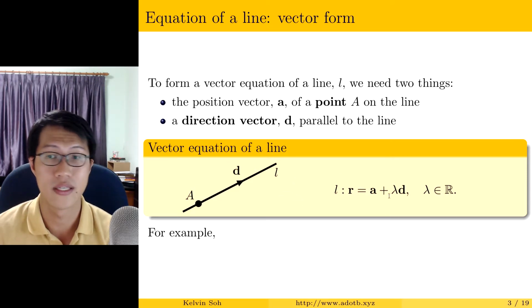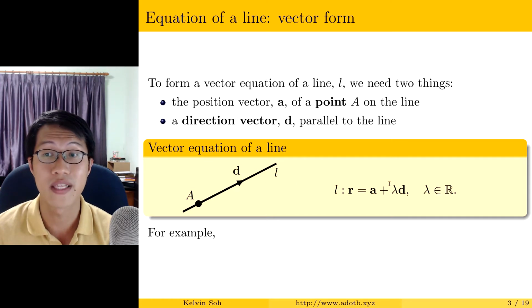So let's see how this equation works. For example, if lambda is 1, we have the equation R equals A plus D. So A is over here, then we travel along the vector D downwards, and we end up at this point somewhere over here. If lambda equals 2, however, then we'll travel a bit further down and end up a point further down. If lambda equals 0.5, we may end up with something in the middle somewhere over here, negative numbers traveling backwards, etc.